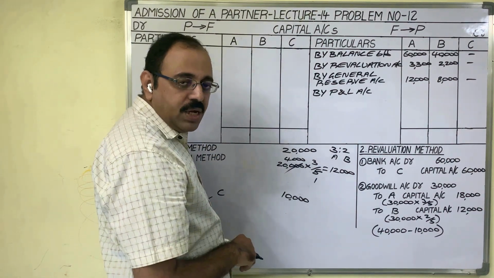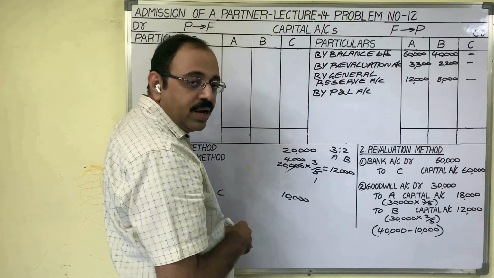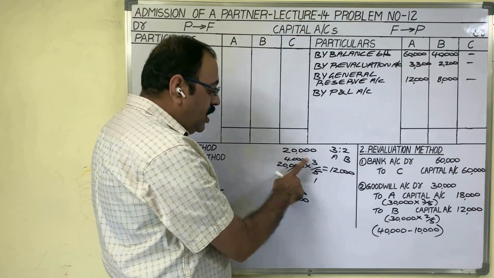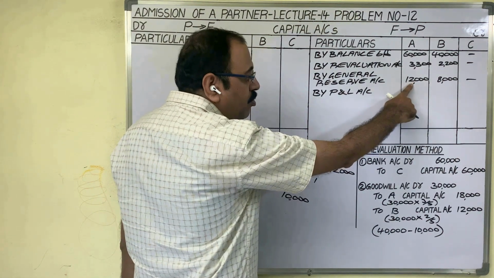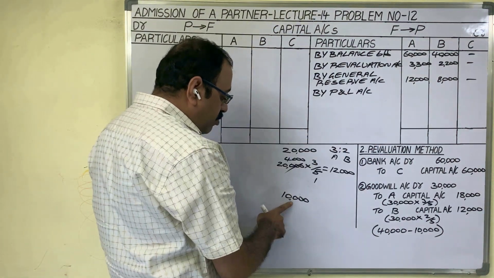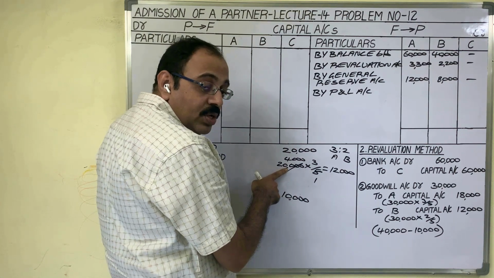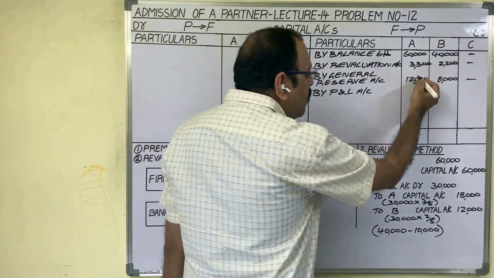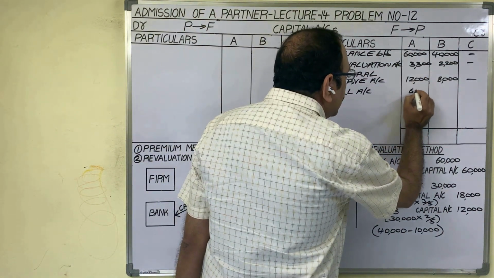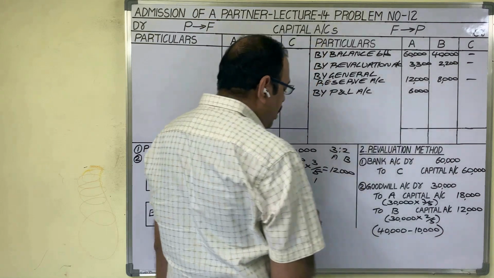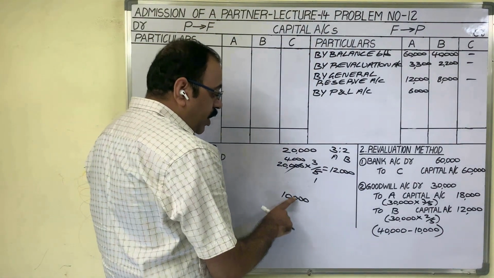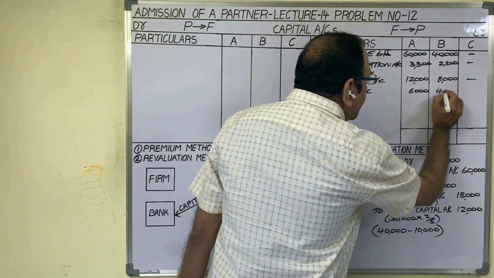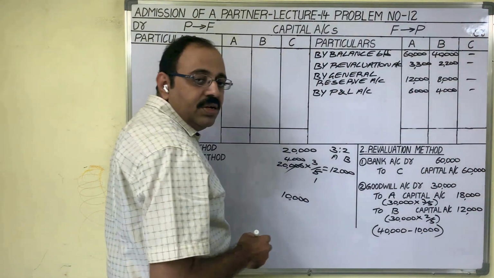You can save time here. Instead of doing the calculation, directly you can write the amount. In 20,000, 3/5 is 12,000 rupees. 10,000 means half of 20,000. So in 10,000, 3/5 means how much? Half of 12,000 rupees, 6,000. Similarly, in 10,000 rupees, 2/5 means half of 8,000, 4,000 rupees. Otherwise, you can do the calculation.